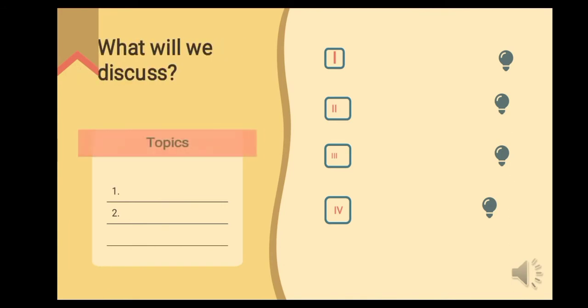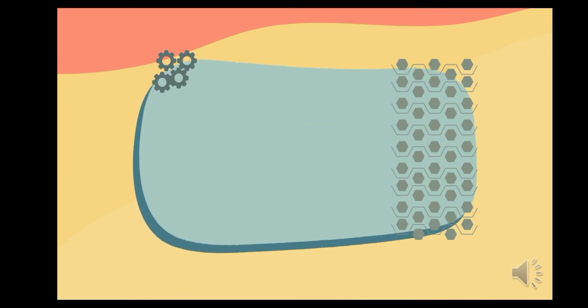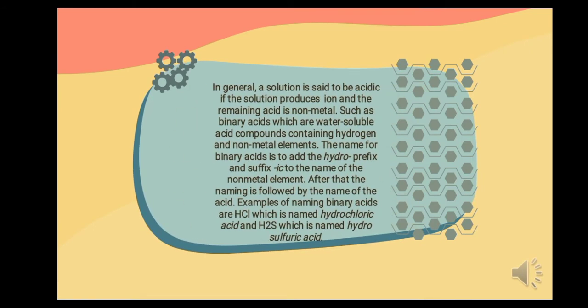And in this essay, we will explain the names of several types of acid, namely binary acid, oxoacid, oxoacid which have halogen compounds, and also bases. Okay, now I will start explaining the content of my essay.